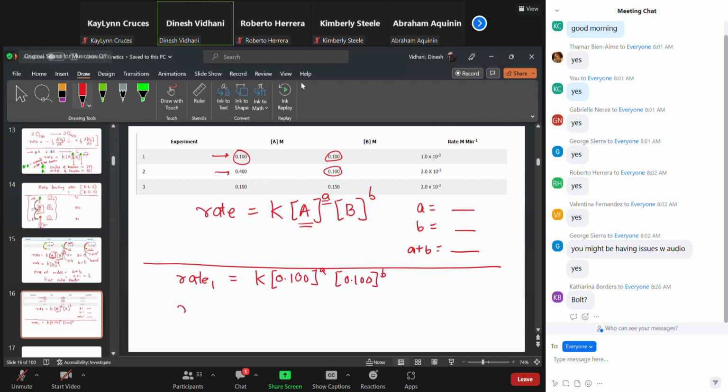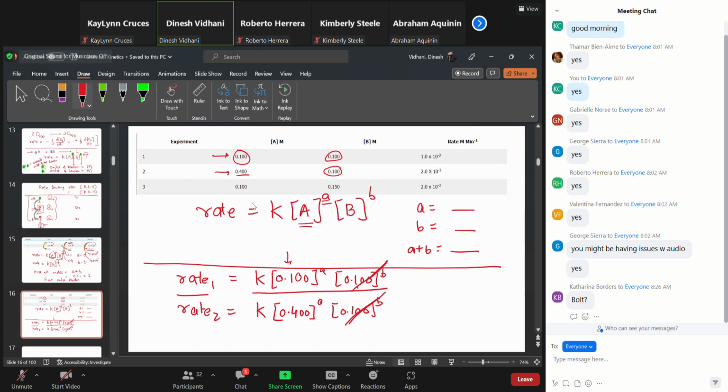My rate 2, that's also going to be K, which is a rate constant, not changing for a particular reaction. It's going to be constant. That's why we call it a constant. But now my A has changed to 0.4, and my B is the same. If I take the ratio of my rate 1 over rate 2, see what happens. This will simply cancel out because it's the same value. But then this is not going to change. So A is not going to change, right? So I can cancel out my B, but not A.